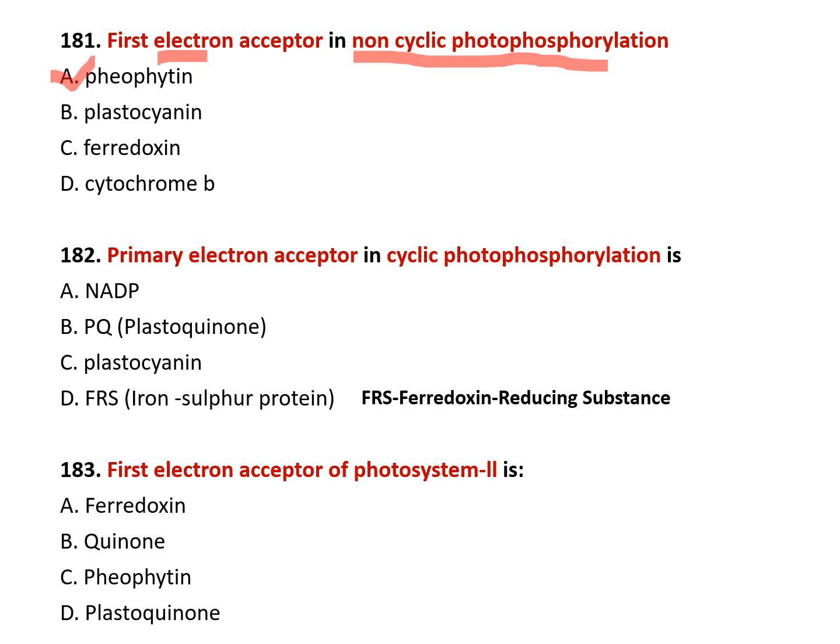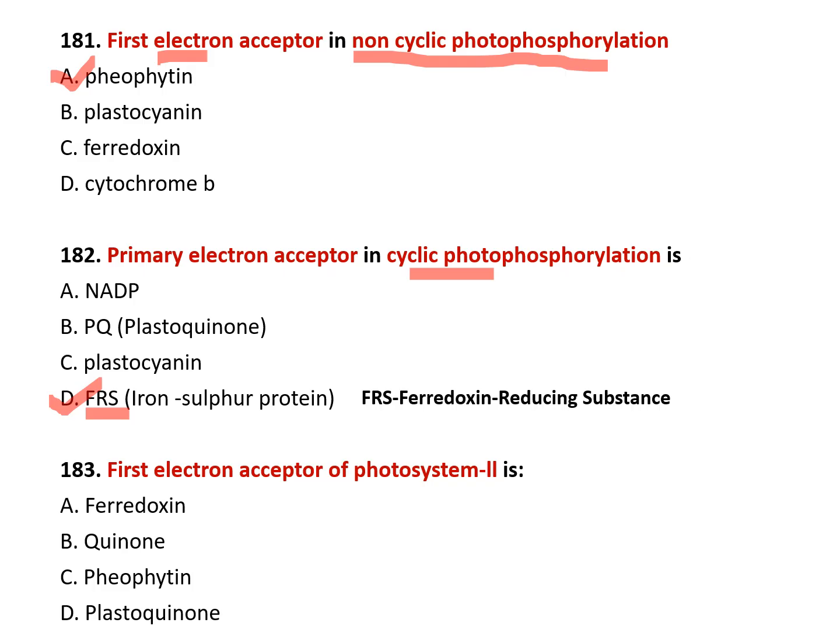The next question, number 182. Primary electron acceptor in cyclic photophosphorylation is option A, NADP; option B, plastoquinone; option C, plastocyanin; option D, FRS. It is an iron sulfur protein. The full form of FRS is pyridoxine reducing substance. The correct answer is option D, FRS, which is the primary electron acceptor in cyclic photophosphorylation. It is also a most important MCQ.